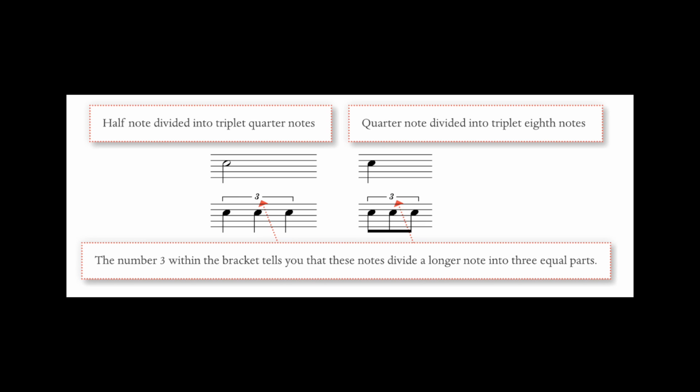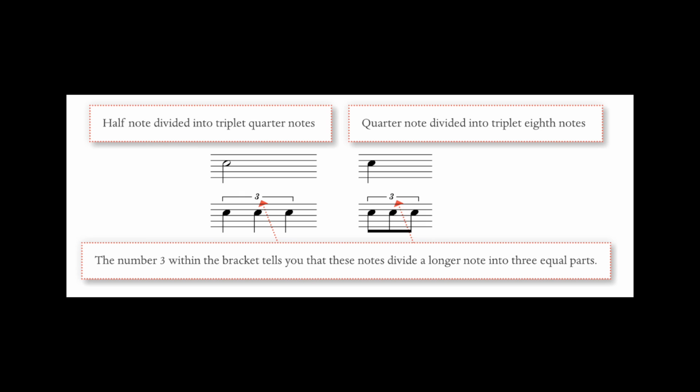The next example on page 9 are triplets. You can see here that a triplet is a way of breaking a note into more than 2 parts. In this case, we're breaking it into 3 parts. When you see the 3 around a bracketed group of notes, that is telling you those 3 notes are filling the same space as 2 notes.